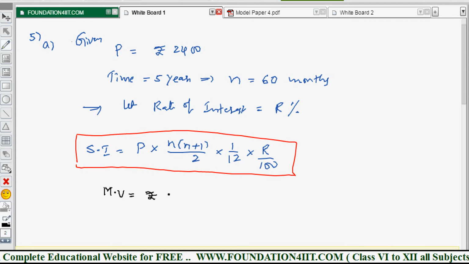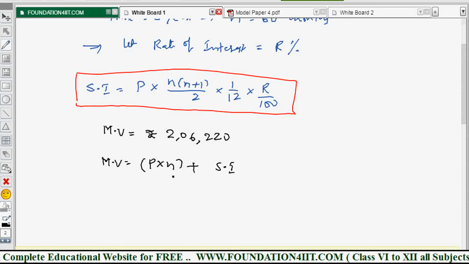And the maturity value is given, rupees 2,06,220. And the sum deposited: they deposited 2,400 for 60 months. Then the sum deposited is, because actually the maturity value formula is P into N plus simple interest. Okay. Then P into N. So P is 2,400 into N, N is 60. Okay. Plus simple interest.